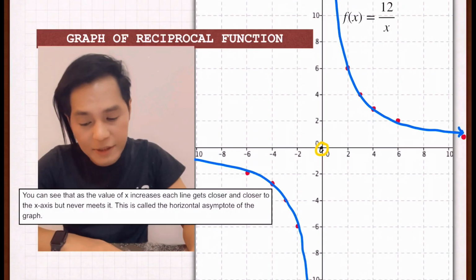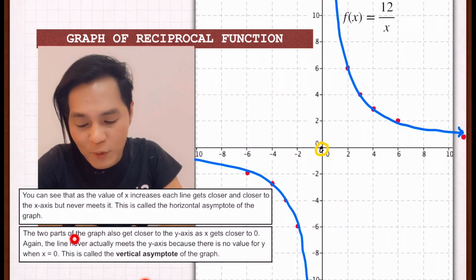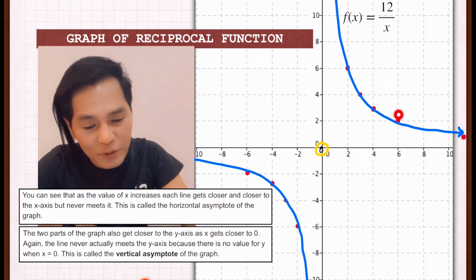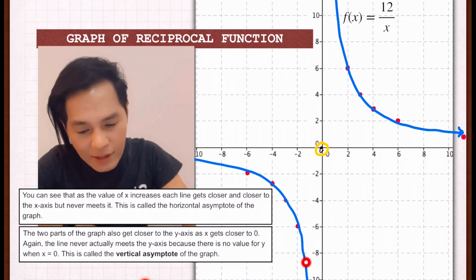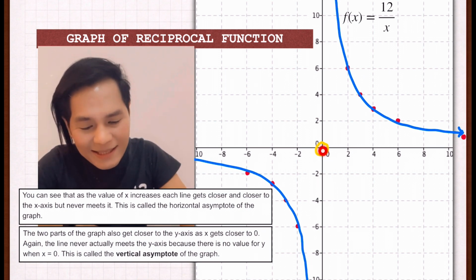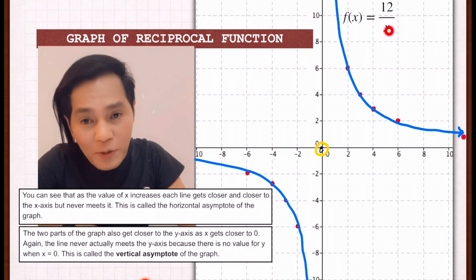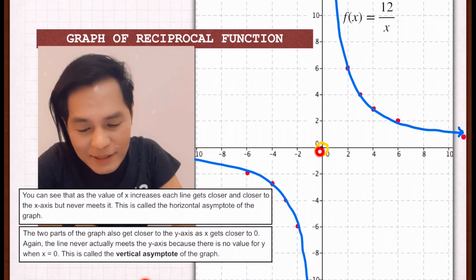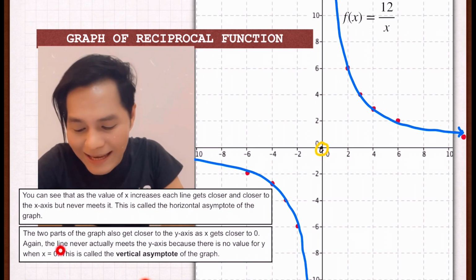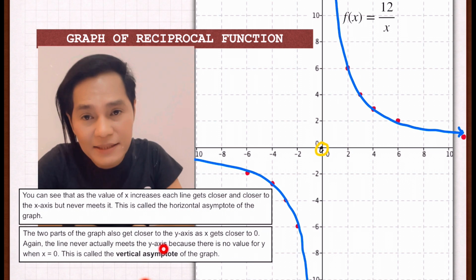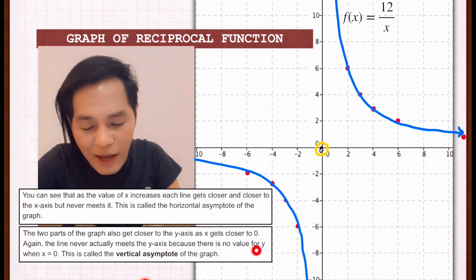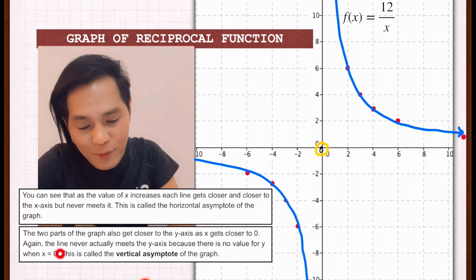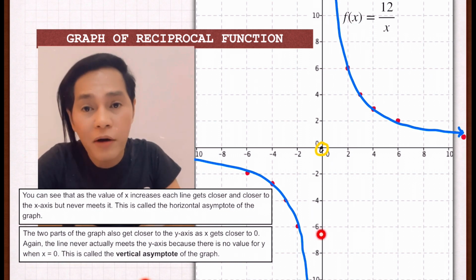Okay, here's another thing. The two parts of the graph also get closer to the y-axis as x gets closer to 0. So look at this. These are the two parts of the graph. They get closer to the y-axis as x is equal to 0. Remember that when x is equal to 0, that becomes undefined. So in that case, the line never actually meets the y-axis because there is no value for y when x is equal to 0. So that's the meaning for that undefined there. And this is called the vertical asymptote of the graph.